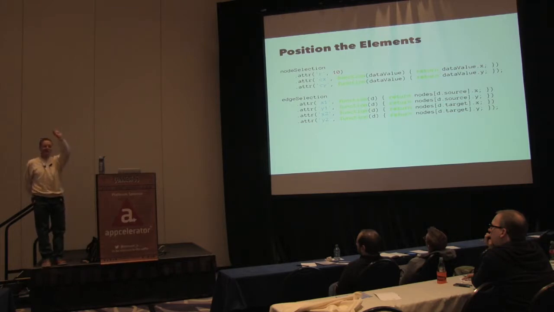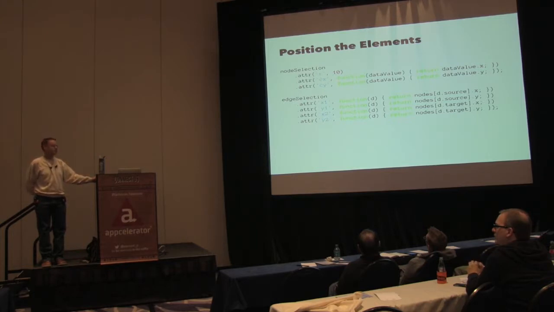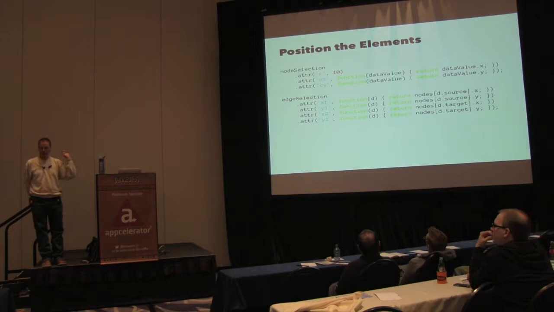So it's going to go around to each of the nodes, and for each node, we're going to tell it to set the X and Y of the center of that node based on the X and Y properties that we defined for each node separately. And as you can see, that data value will be the node that we created in our array.